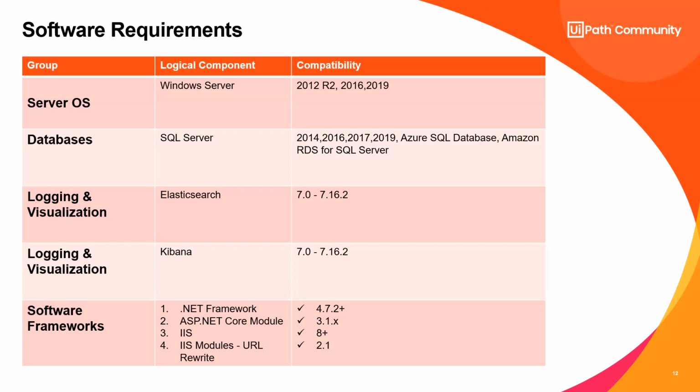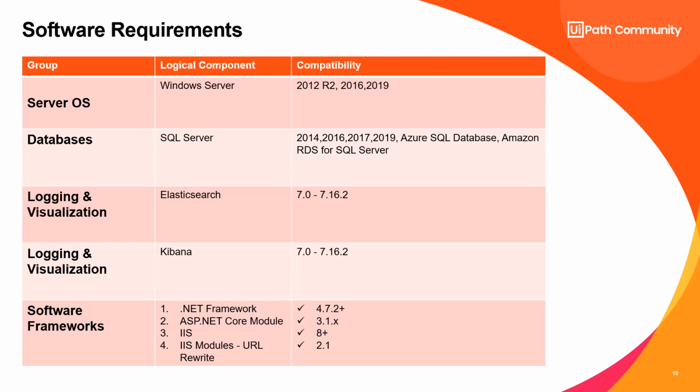We'll be needing a server OS, which is obviously a Windows server, and it can support 2012, 2016, and 2019. Similarly, for the databases, we could have a SQL Server. It hardly matters whether the SQL Server is on Azure, or an RDS, or from the Windows family or MS SQL Server. Then we have an optional component for logging and visualization, which is Elasticsearch. As of now the supported version is 7 plus, and similarly for Kibana, 7 plus is required.